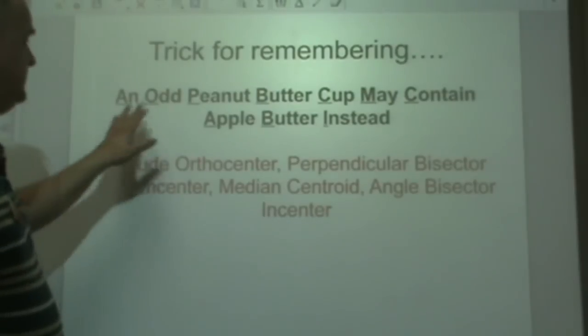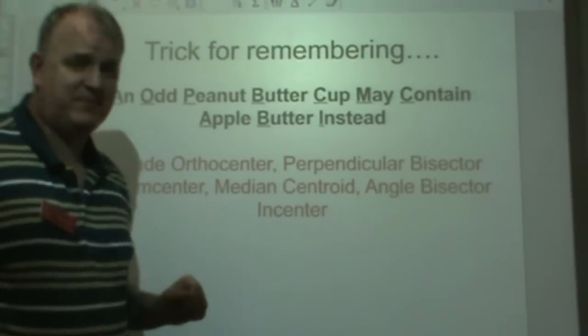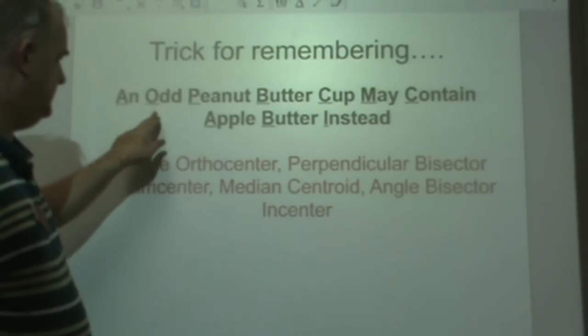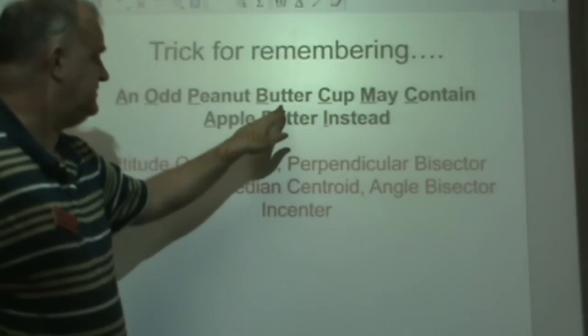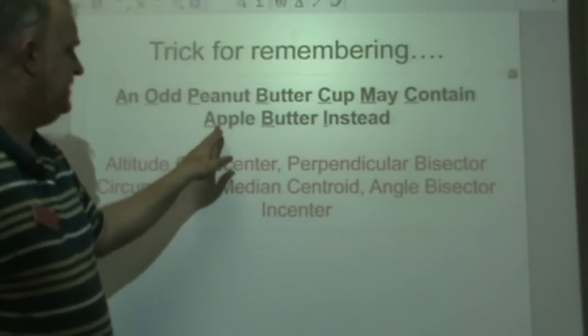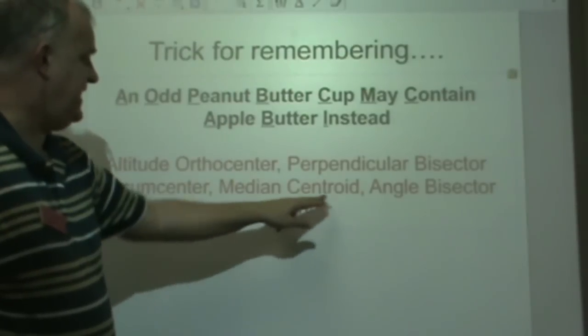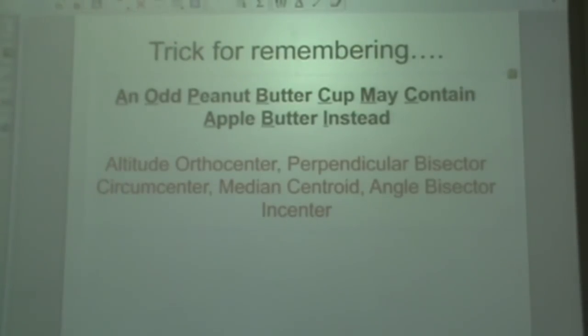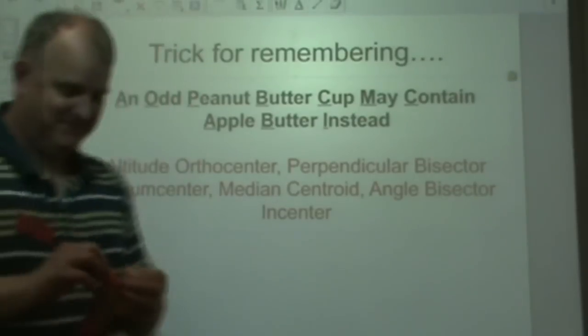And one way to learn that is: an odd peanut butter cup may contain apple butter instead. Altitude, orthocenter right here. Perpendicular bisector and circumcenter, and median, centroid, angle bisector, incenter. So let's put that theory to a test.